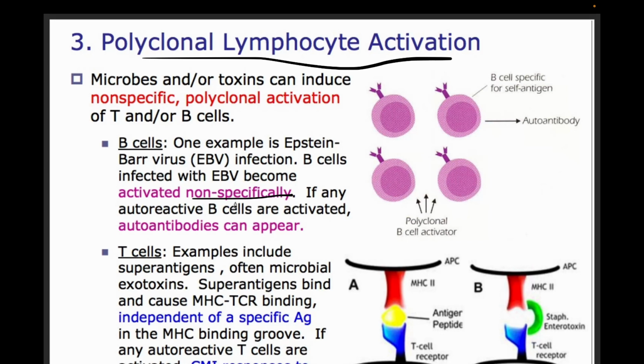Therefore this B cell can be self-reactive. Of course, Epstein-Barr virus can infect any B cell. Unfortunately, by bad luck, this B cell was self-reactive and it got activated by the Epstein-Barr virus, and then it started producing antibodies against the body tissue, so we had an autoimmune disease.